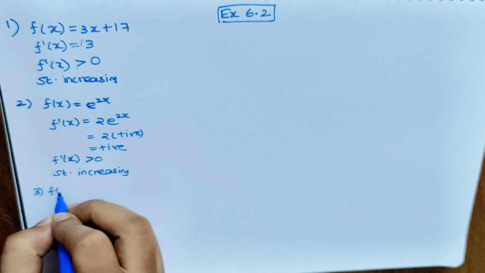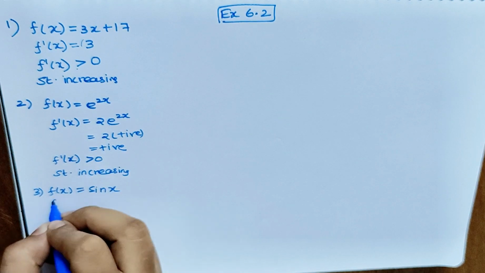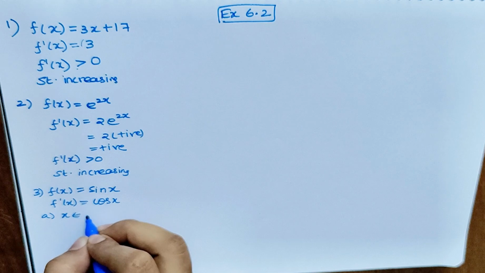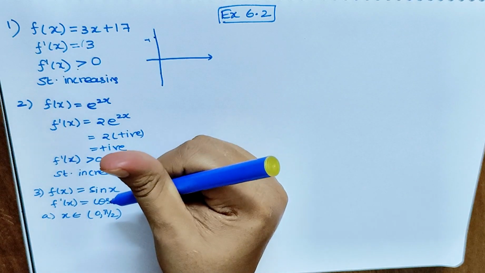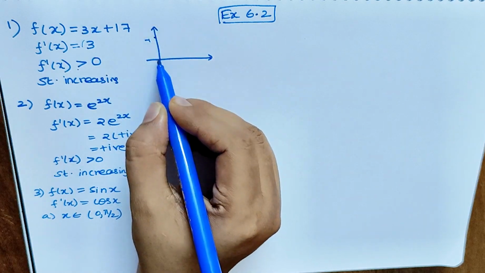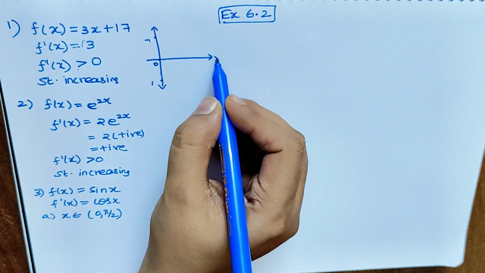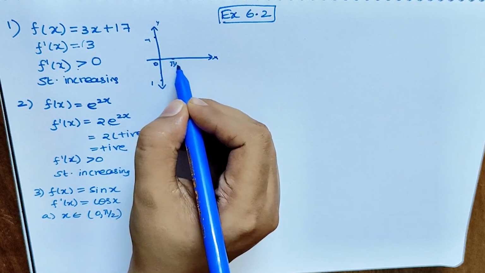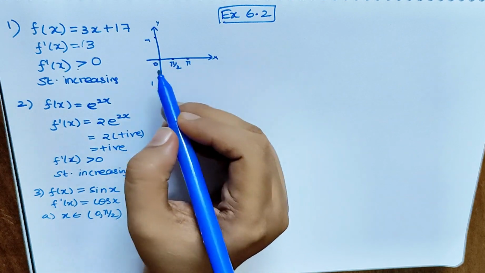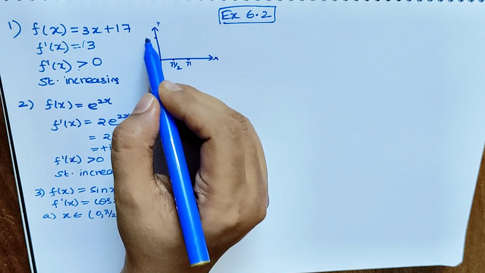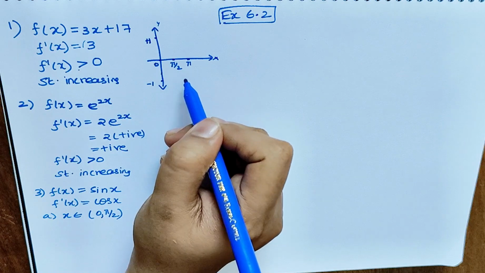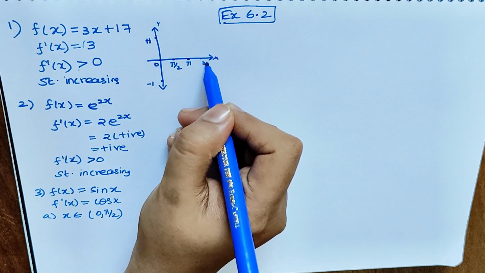Question number 3. f of x is equal to sin x. The derivative will be cos x. In the first subdivision, they have given the interval as 0, 90. Before doing this question, as the derivative is cos x, we will draw the graph for cos x. So minus 1, 0, plus 1 on the y-axis, and 0, 90 degree, 180 degree, 270 degree, 360 degree on the x-axis. We know cos 0 is 1. Sorry, this is plus 1, this is minus 1, extremely sorry. So cos 0 is 1 and cos 90 is 0, cos 180 is minus 1 and at 270 again it is 0.